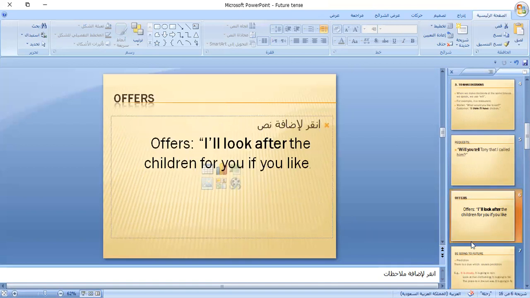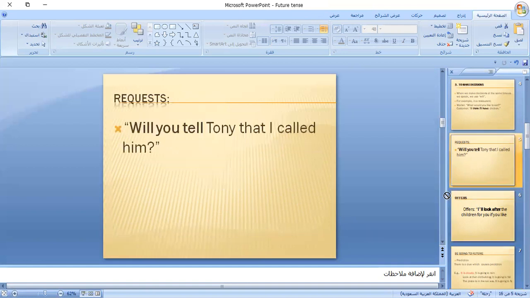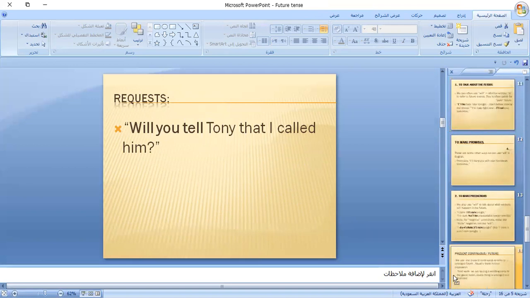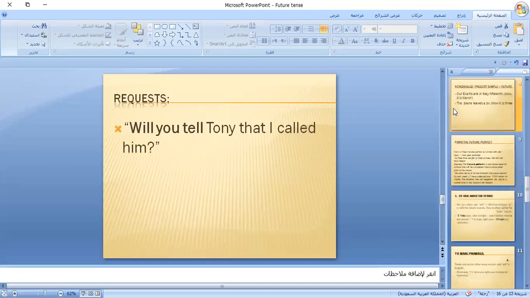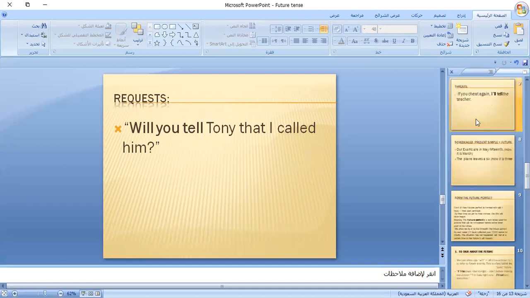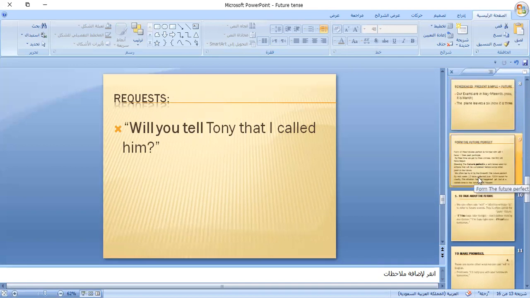Offer. We use will also to express an offer. You offer someone to help him. For example, I'll help you carry your heavy bag. I'll help you take care of your children if you are busy. So you are offering help. Okay.